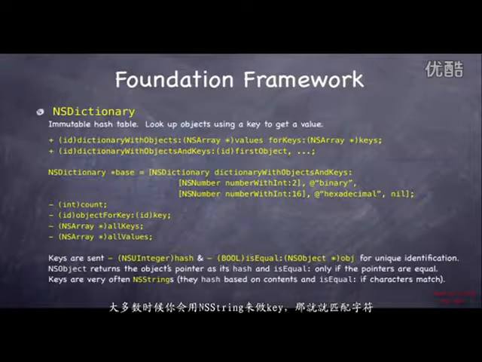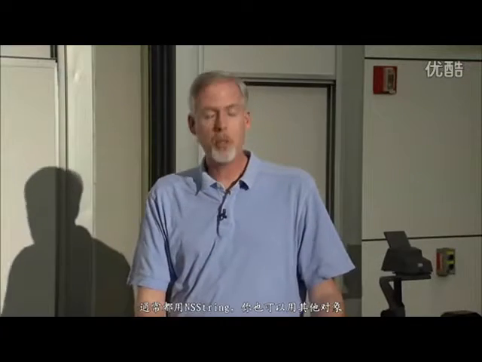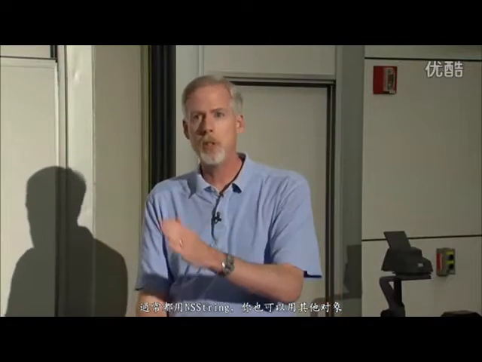Most times you're going to use something like a string as your key into the hash table, and strings hash based on the characters in themselves, and they're equal if the characters are the same, even if the pointers are different. Okay, so usually string is the most common key, but you could use another object as long as the objects are unique by pointer.